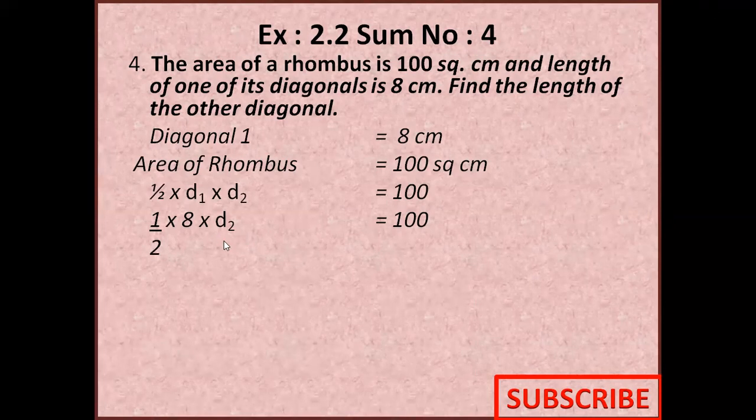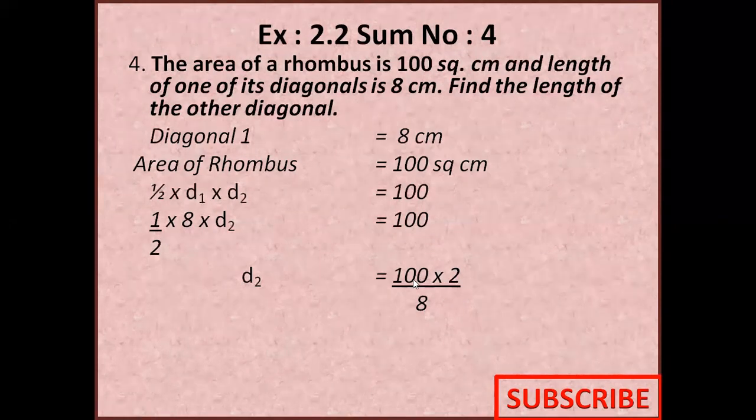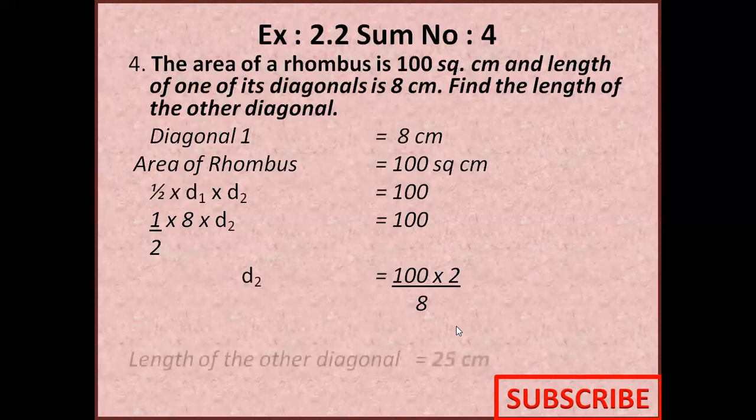So when you want to find D2, 2 goes to the other side as a numerator and 8 comes as a denominator. So D2 is equal to 100 into 2 by 8. So 2 will cancel 8 4 times and 4 will cancel 100 25 times. So you get the length of the diagonal D2 as 25 centimeters.